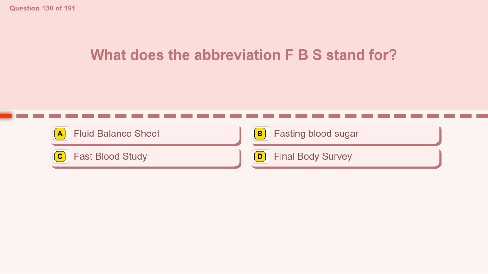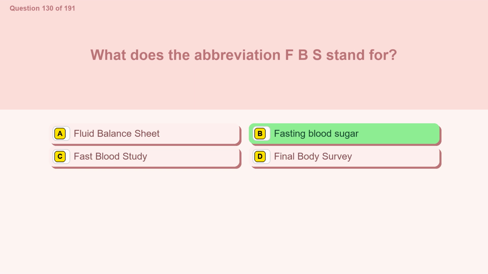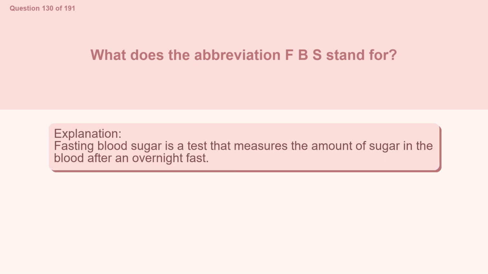Question 130. What does the abbreviation FBS stand for? Option A, fluid balance sheet. Option B, fasting blood sugar. Option C, fast blood study. Option D, final body survey. The correct answer is option B, fasting blood sugar. Fasting blood sugar is a test that measures the amount of sugar in the blood after an overnight fast.